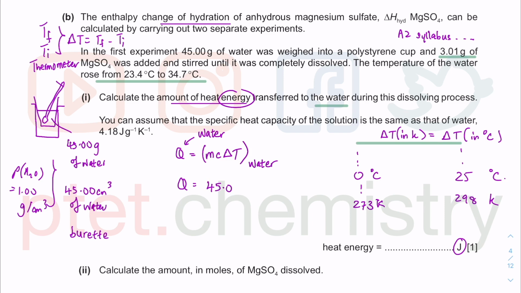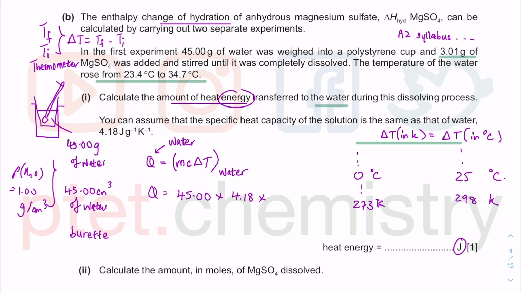It's 45.00 multiplied by 4.18 multiplied by 3. Oops, see, I nearly made a mistake there. The change in temperature there. So we'll read the question again from 20. So it's going to be the final temperature, 34.7 minus 23.4. Change in temperature is the same. I do not need to add 273 there. So Q equal to, and just press your calculator carefully. Use brackets for the last computation there, so that you don't make any mistake.